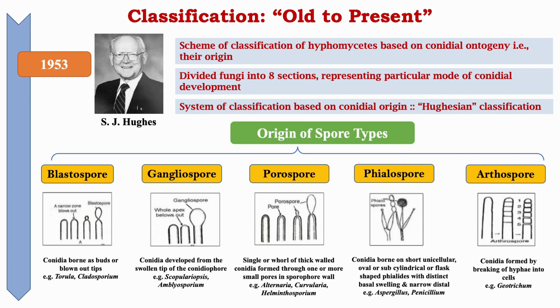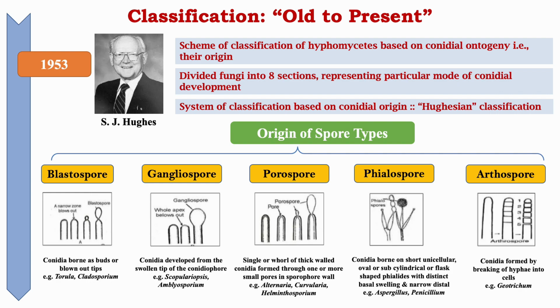Now let us see that classification based on origin of spore type, which are grouped into blastospores, gangliospores, porospores, phialospores and arthrospores. In case of blastospores, the first group, conidia are always borne as buds or blown-out tips. Common examples are Torula and Cladosporium.